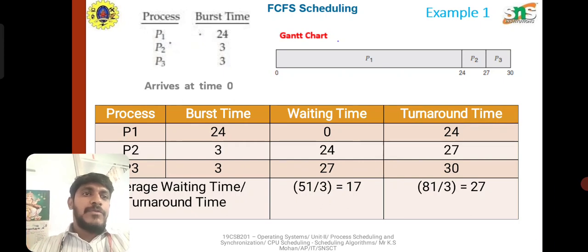So 24 is the turnaround time for P1. P2's turnaround time is its completion time, the burst time including the waiting time, so it will be 27, and P3 will have a turnaround time of 30.